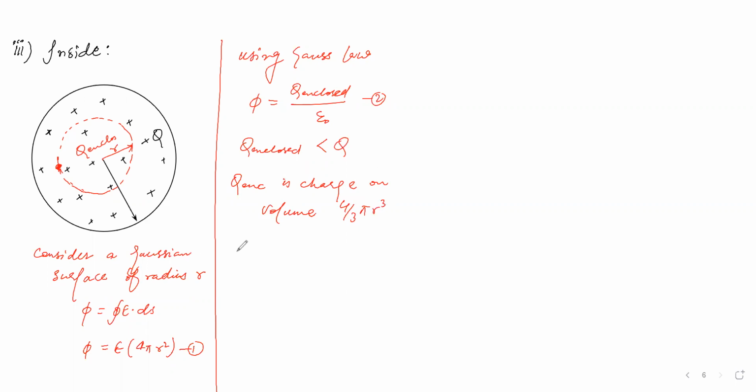And now, what will be the volume charge density? Your volume charge density, rho, is equal to Q enclosed over volume. So what will be your Q enclosed? Rho into volume, which is Q enclosed is rho 4 by 3 pi r cube. Are you clear till here? Yes, sir.